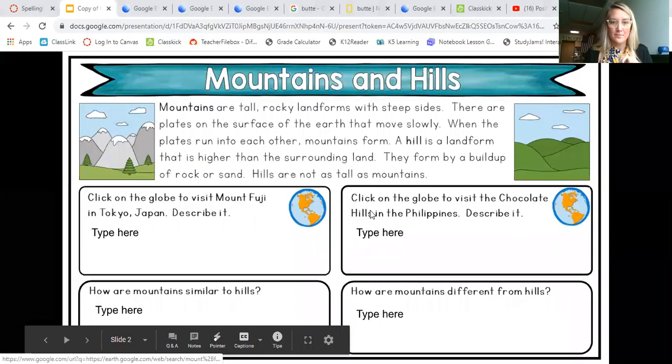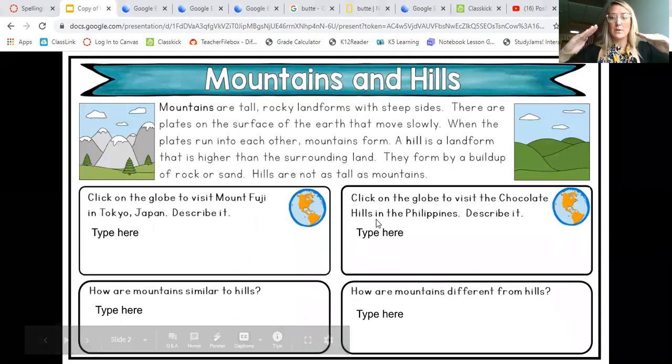Hello, third grade. We are going to continue looking at landforms for social studies. We have learned 6 different landforms, and we're going to learn 2 more today. 2 more. Hold up 2. So let's quickly review what we have already looked at.